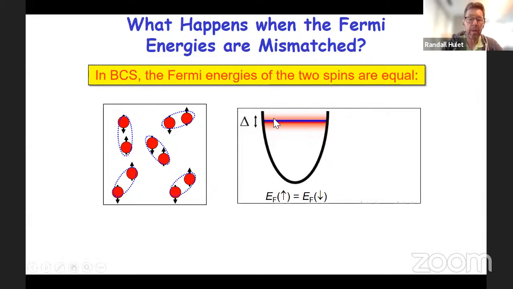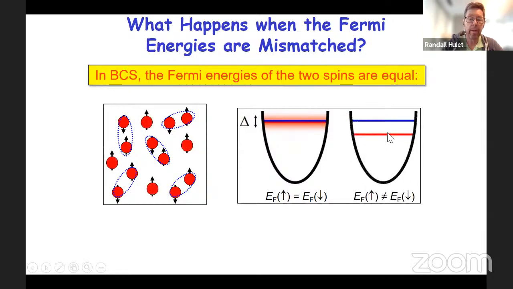So, normally we have a Fermi surface. The Fermi energies of the up spins and the down spins are at the same place. And we have some kind of order parameter, delta, which defines how strong the attraction is between the electrons in the Cooper pair. But what happens if you apply this magnetic field? Is it still possible to have a superconductor in which there is an internal magnetic field? This is the case where the spin-up and spin-down Fermi energies are no longer the same.